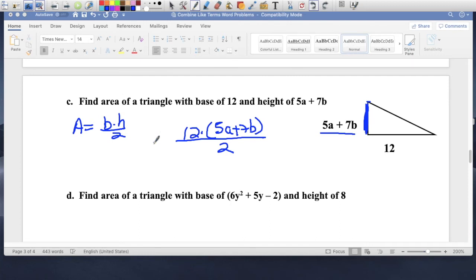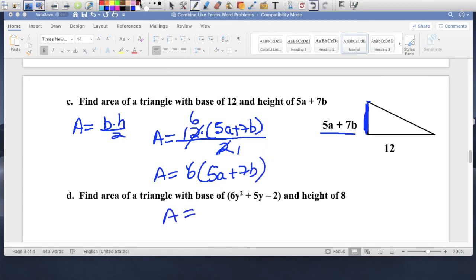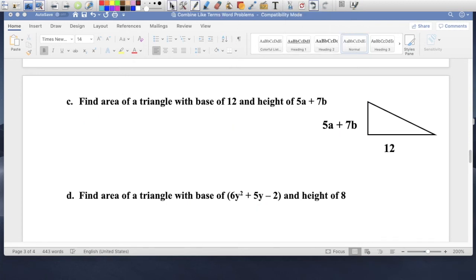So over here, area. Now, before we start multiplying, can we simplify this? We can. We can simplify this 2 and the 12. So 2 divided by 2 is 1, and 12 divided by 2 is 6. So my expression ends up being 6 times 5a plus 7b, and that is what I'm going to work with. 6 times 5a is 30a. 6 times 7b is plus 42b. So the area of my triangle is represented like this. Not difficult, right?